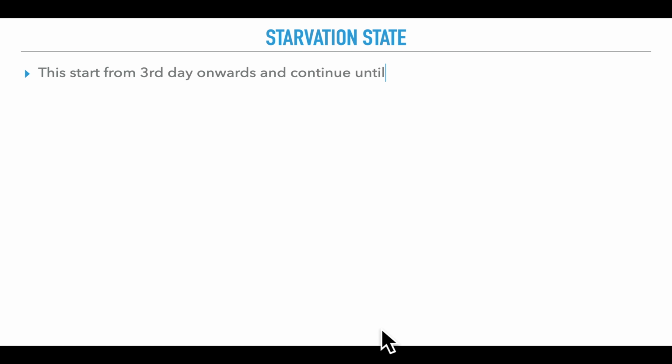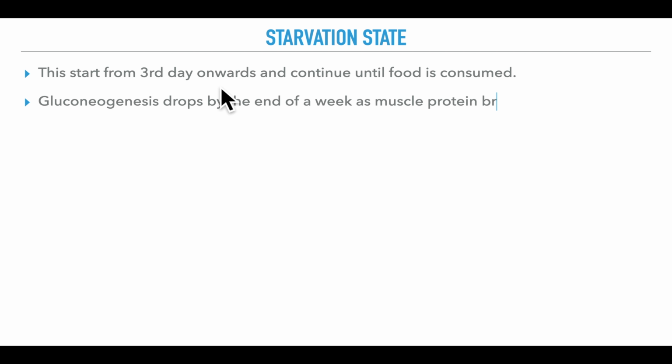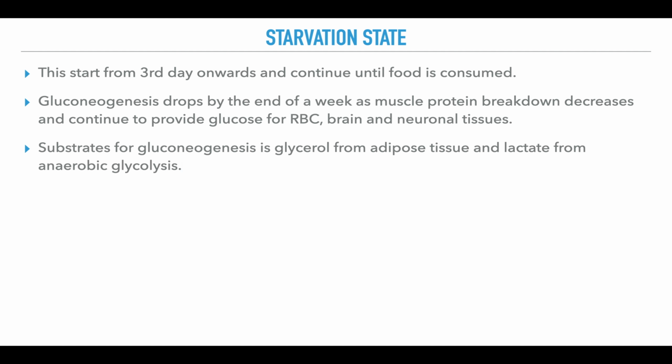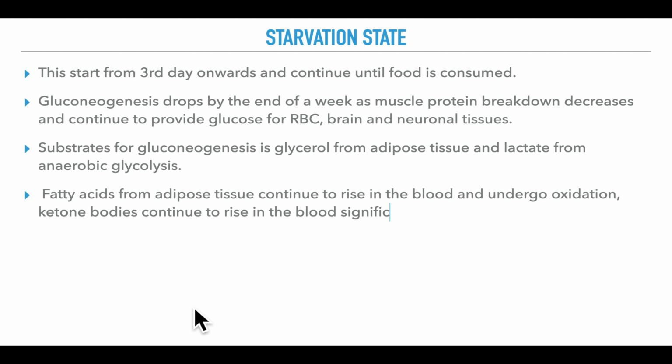Let us recap the starvation story here. This starts from the 3rd day onwards and continues until food is consumed. Gluconeogenesis drops by the end of a week. Muscle protein breakdown decreases, while we continue to provide glucose for the red blood cell, brain and neuronal tissues. The substrates for gluconeogenesis now are glycerol coming from adipose tissue and lactate coming from anaerobic glycolysis. Fatty acids from adipose tissue continue to rise in the blood and undergo oxidation.